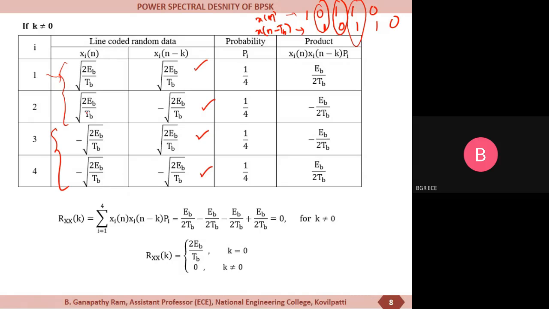So each occurrence is multiplied by its probability of occurrence, its amplitude and shifted versions, which will lead to EB over 2TB and consecutively minus EB over 2TB and consecutively minus EB over 2TB and consecutively EB over 2TB. So the addition of all these things will provide 0, which is representing Rxx of k where k not equal to 0. So Rxx of k can be simply represented as 2EB over TB if k equal to 0 and 0 if k not equal to 0, as represented in this expression.